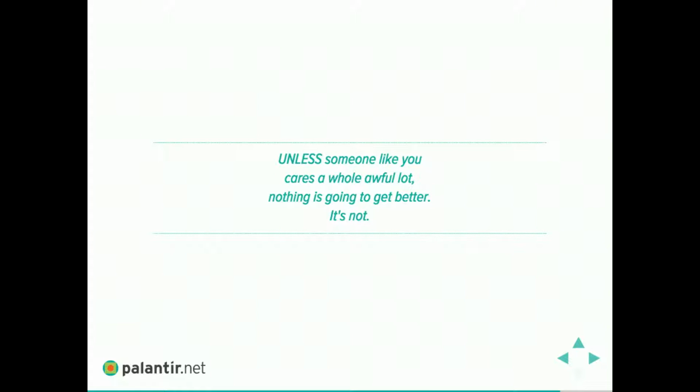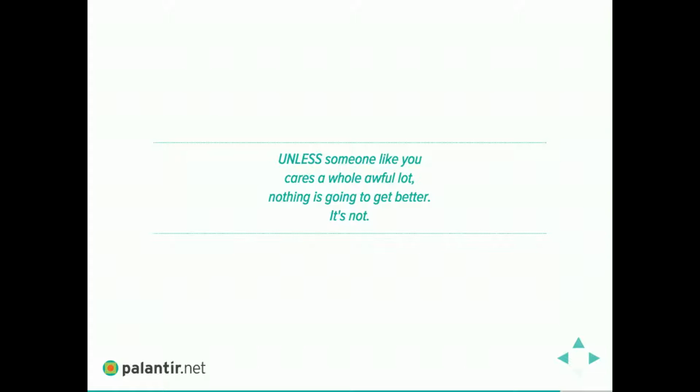And this is where that slide was supposed to be. Because unless someone like you cares a whole awful lot, nothing is going to get better. This is the quote from the Lorax. And actually, no, this one is actually the Once-ler, who at the end of the story is telling his story to a young boy. He says, I've figured it out, because the Lorax disappeared once all of the trees were gone. But he figured out why the Lorax left the stump that said unless. And unless someone like you cares a whole awful lot, nothing is going to get better.